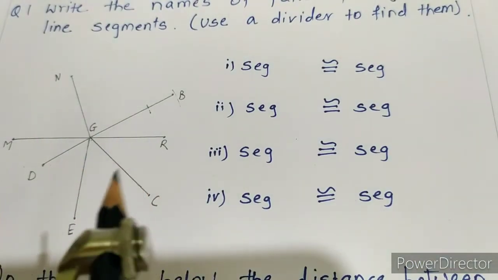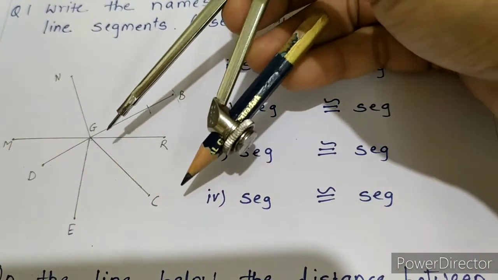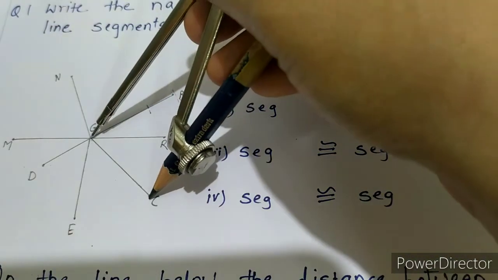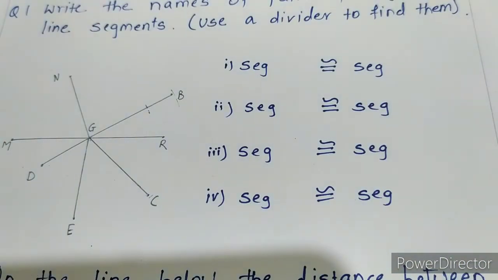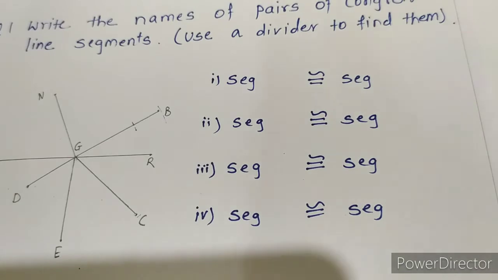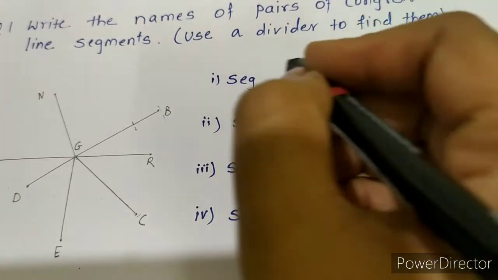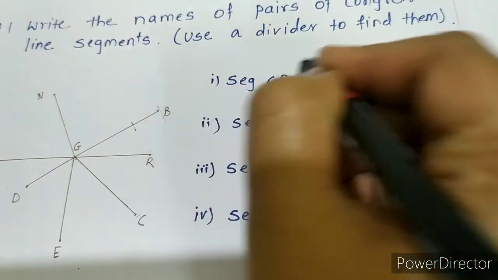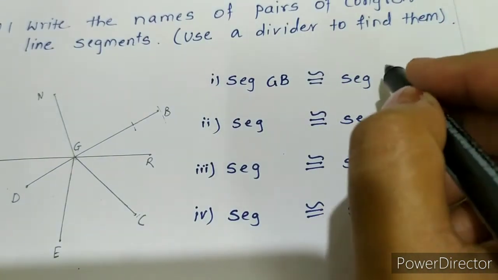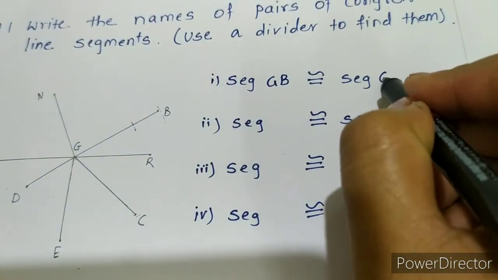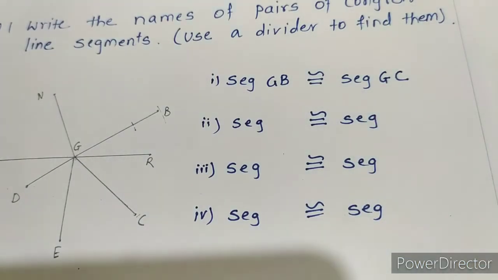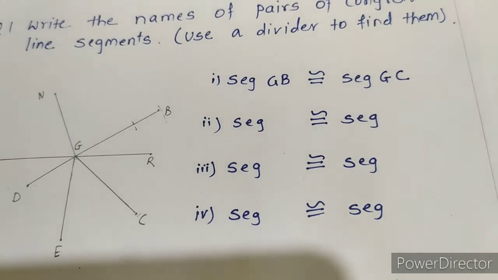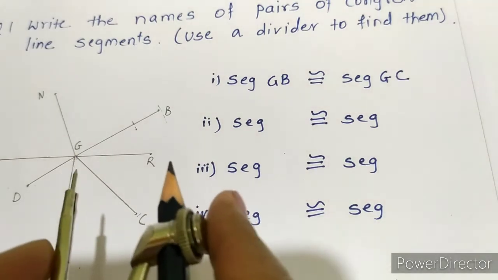Let's see which one is same. Here GC. Yes, GC is exactly same. So we will write here the answer: segment GB is congruent to segment GC or CG. Another segment also we will find out. First GR.